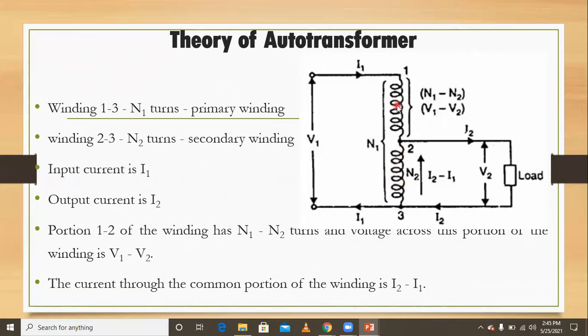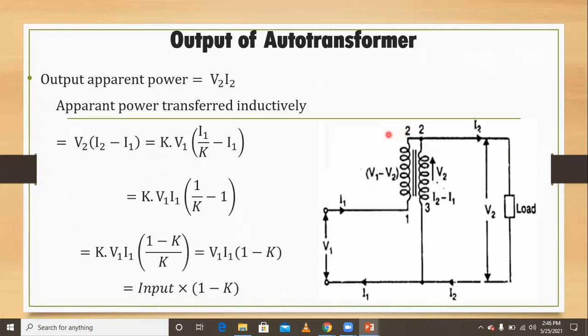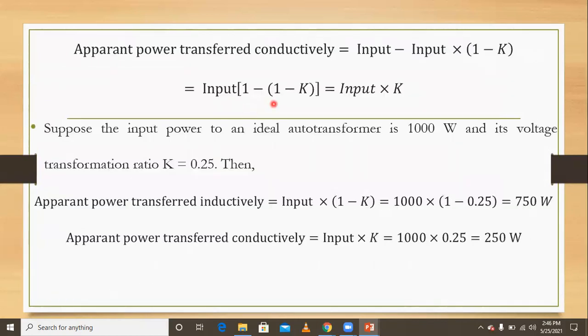But here conductively, brother. So for inductively or magnetically, the apparent power transferred is nothing but input into 1 minus K. Am I right? But here the apparent power transferred conductively is input into K. So that is the main difference. Okay, understood. So that is how the power is transferred inductively and conductively. Understood?